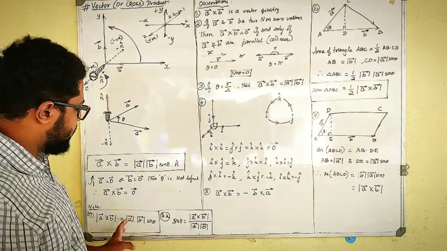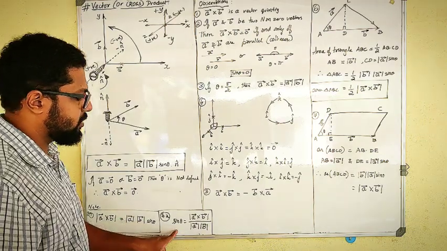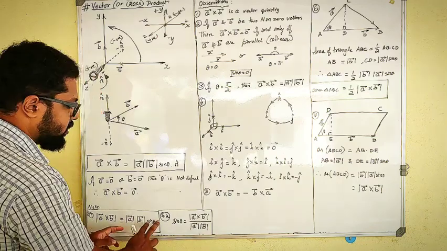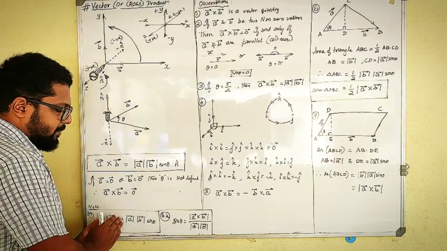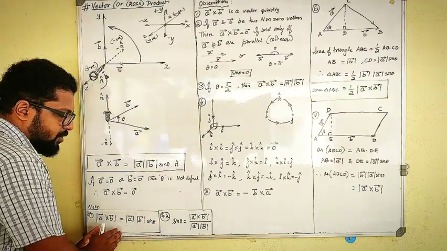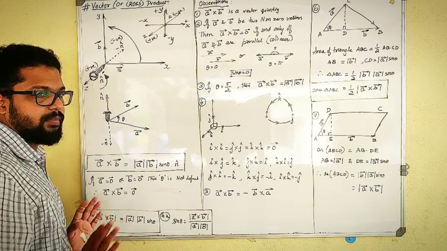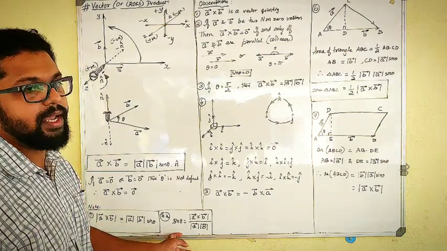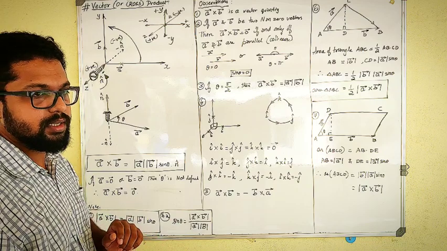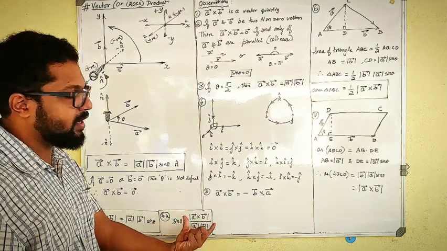So with the same note, I will add another note. Sin theta: in order to find sin theta, A cross B I'll keep as it is, and these two quantities, magnitude of A and magnitude of B, I'll take to the denominator. This is the formula to find the angle between two vectors. Clear? And that is sin inverse, I can write it at the end.